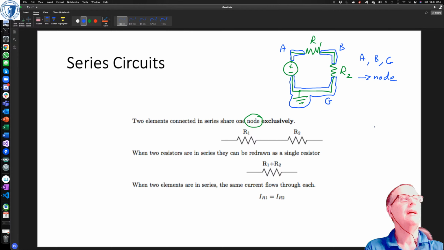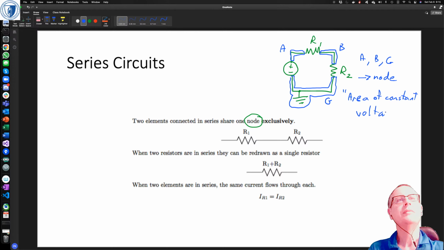And the definition of a node is an area of constant voltage. Okay? So node A, all along that wire, is the same voltage. All along this wire in node B is also a constant voltage, different potential possibly from the voltage at node A.